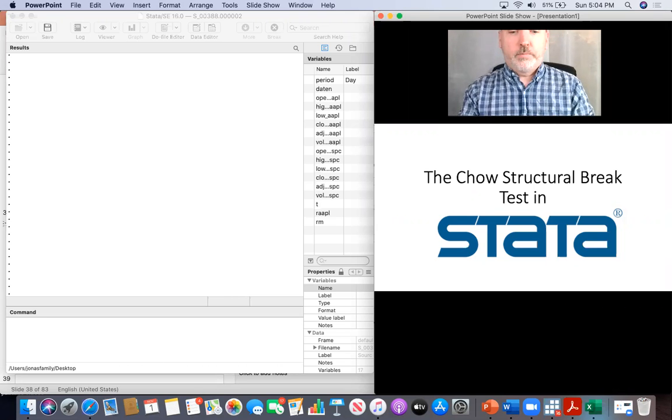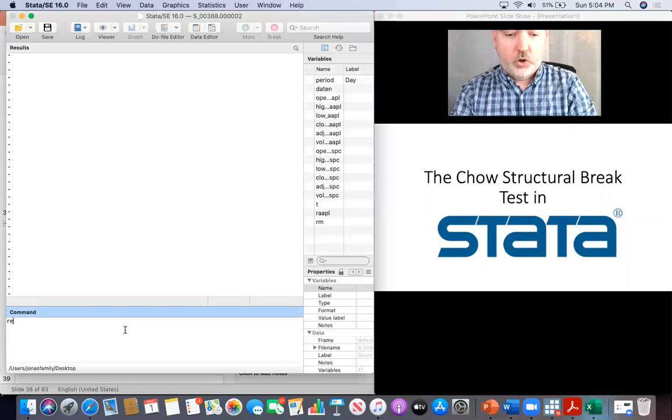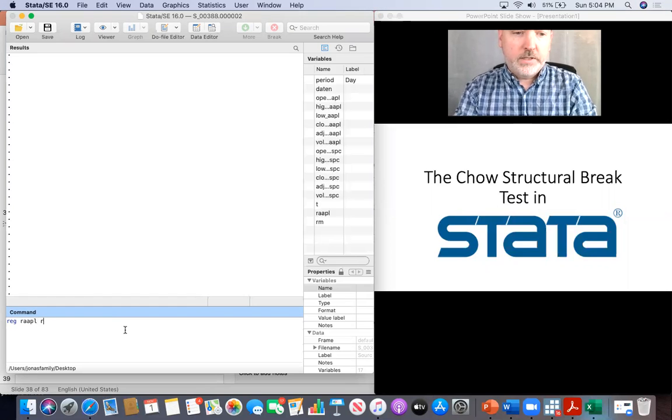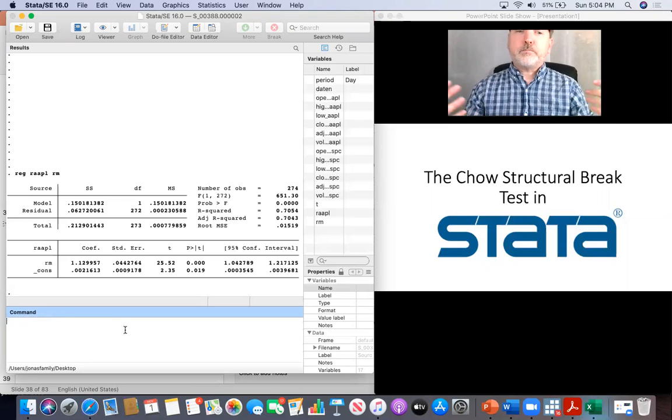So let's just bring up a regression to have a starting point here. We're going to regress the return on Apple as a function of the market return, which again is being played by the S&P daily return. And we get a positive significant coefficient, a little bit over 1. And we would say, okay, that seems reasonable, right?